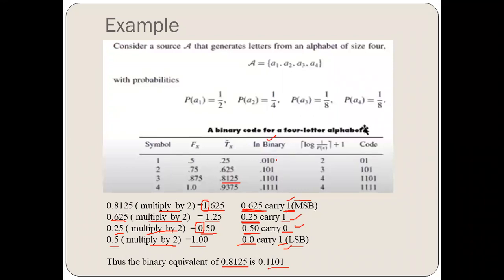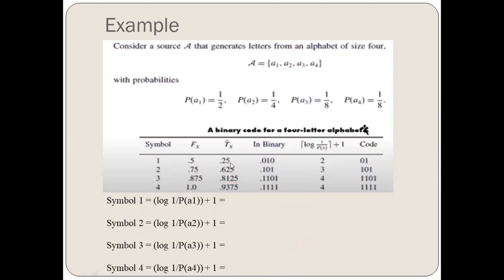Now after this, I need to decide what length I will be keeping for this particular code. Again, we have a formula for this. What is the formula to find the length of the code? It is defined as the ceiling value of log base 2 of 1 divided by P(x), plus 1. For symbol 1, I calculate log of 1 by P(A1), the first symbol, plus 1. And this is log base 2, always remember.